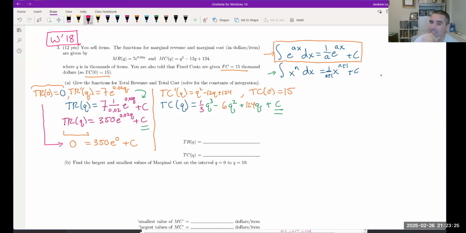What is e to the 0? e to the 0 is 1. So we get 0 is equal to 350 plus C.